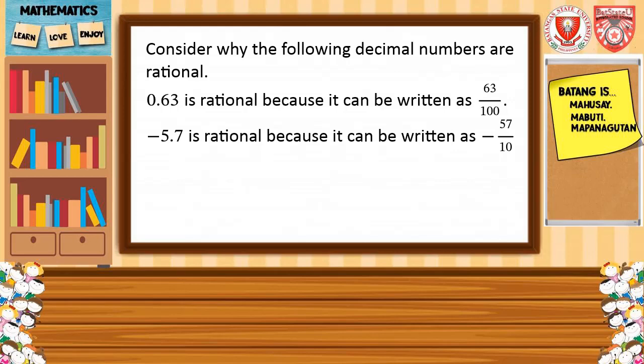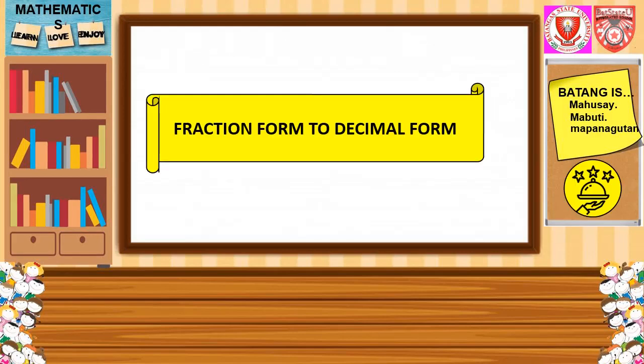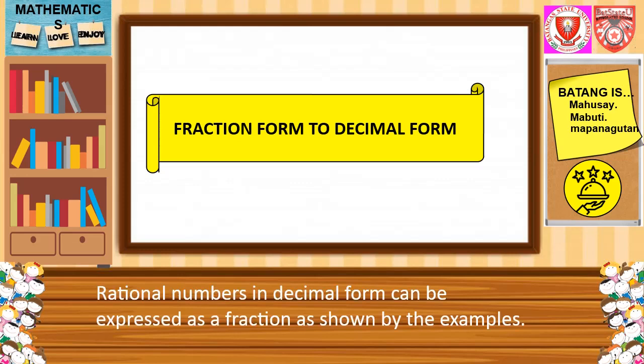Example, 0.63 is a rational number because it can be written as 63 over 100. Another example, negative 5.7. It is a rational number because it can be written as negative 57 over 10. Fraction form to decimal form. A rational number in decimal form can be expressed as a fraction, as shown by the given examples.